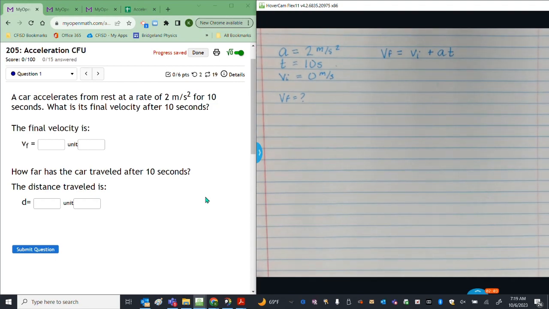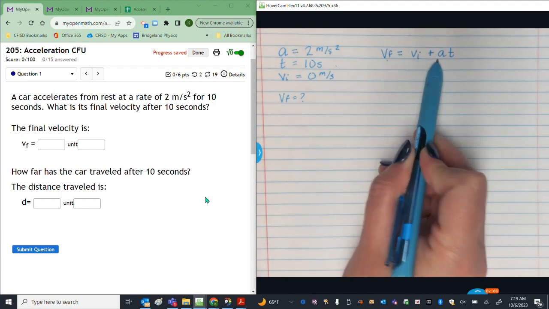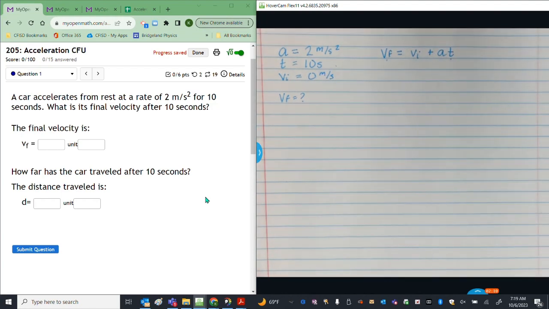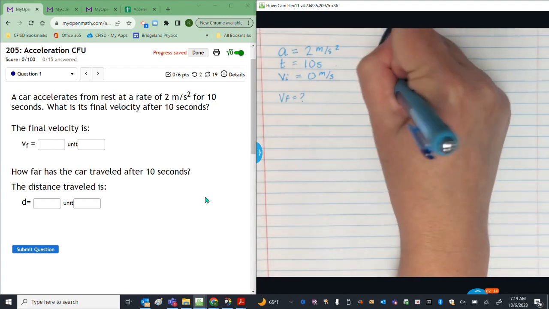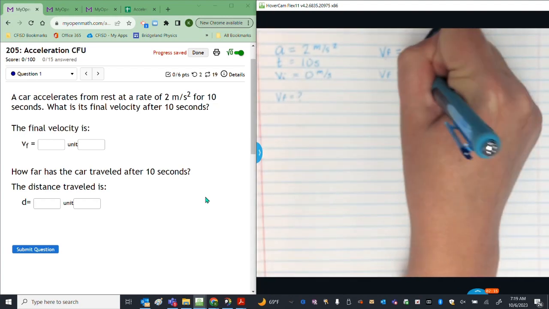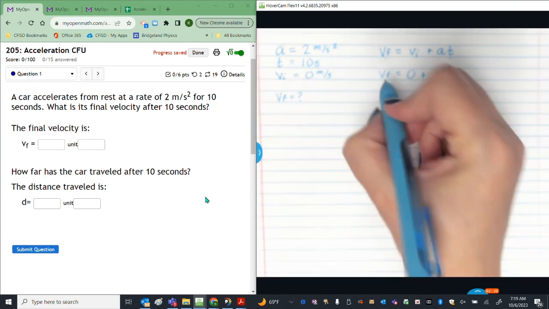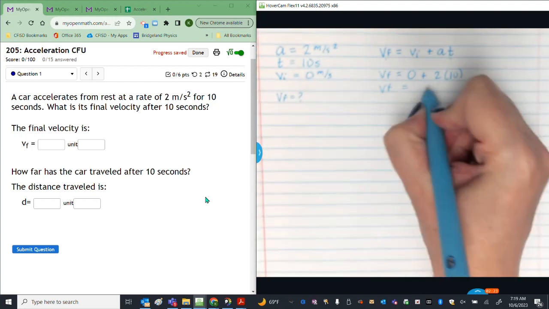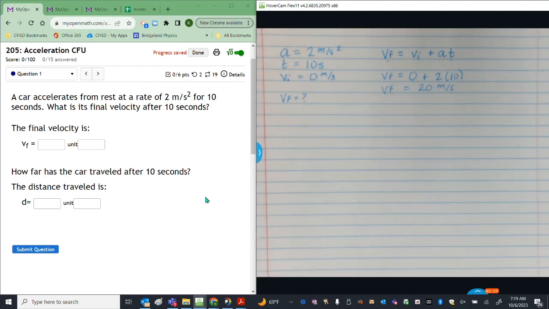Okay, and I'm using that because it allows me to solve for what I'm looking for, and it has the variables that I know, and it doesn't have anything I don't know in it, so I can use this. When I substitute in, I have Vf equals 0 plus 2 times 10. Which means that my final velocity will equal 20 meters per second. So that's what you should be typing in for your final velocity here, 20 meters per second.